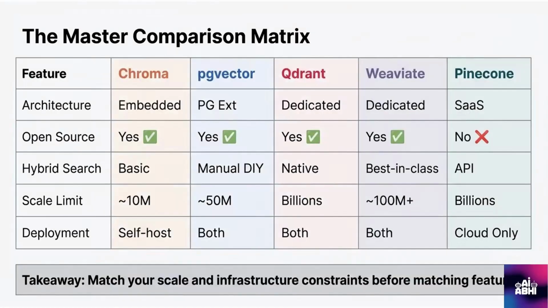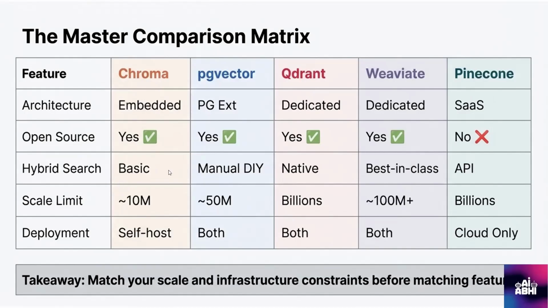Now let's put them all in one table. This is the screenshot. So as you can see, the features are architecture, open source, hybrid search, scale limit and deployment. For Chroma, it is embedded, pgvector is an extension, Qdrant is dedicated, Weaviate is dedicated, Pinecone is SaaS. These three are open source, Pinecone is not.